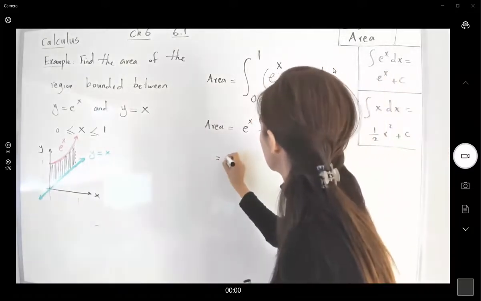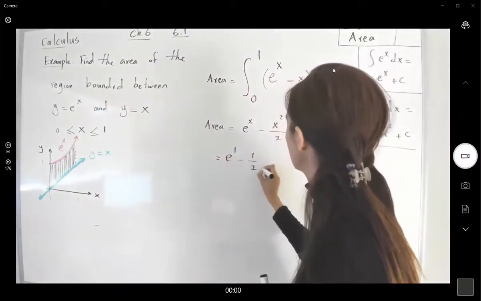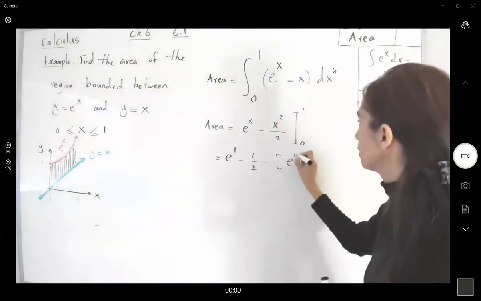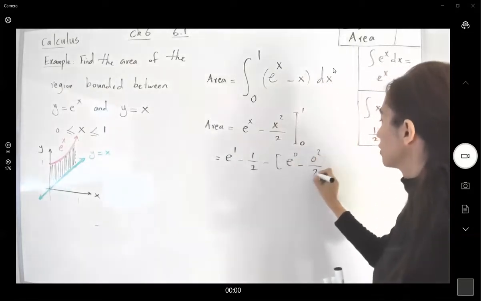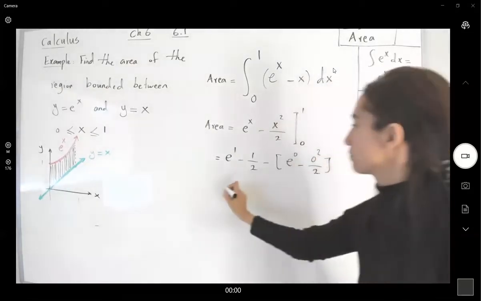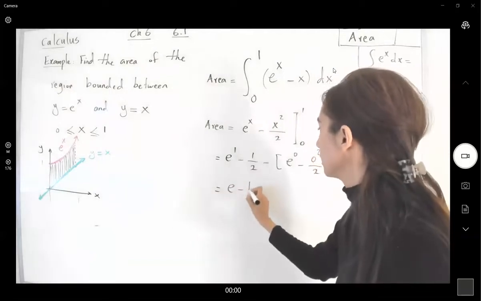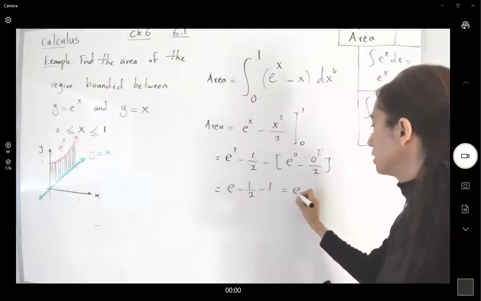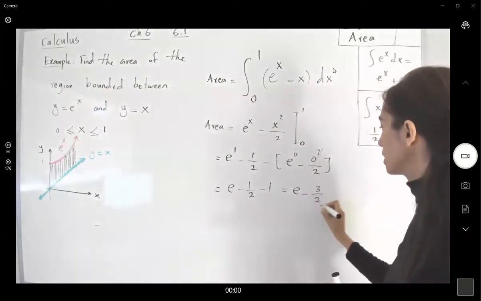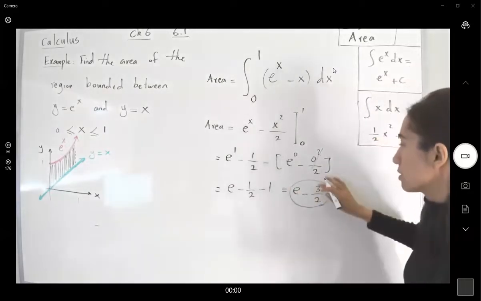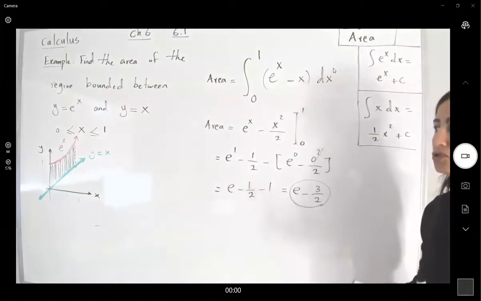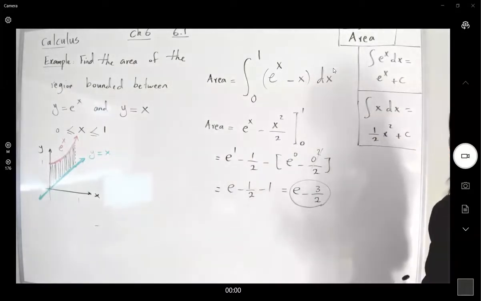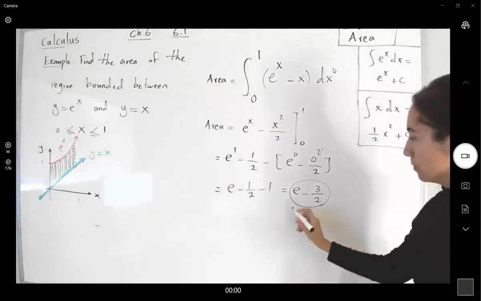So it is e to the first minus a half minus e to the 0 minus 0 squared divided by 2. This is equal to e minus a half minus 1, and this guy is just 0. So e minus 3/2 is the area of this region bounded between these two functions, while x is in between 0 and 1. This is how it is.